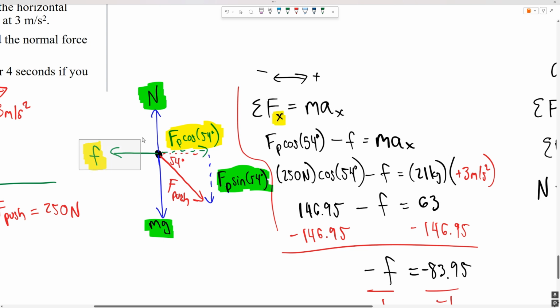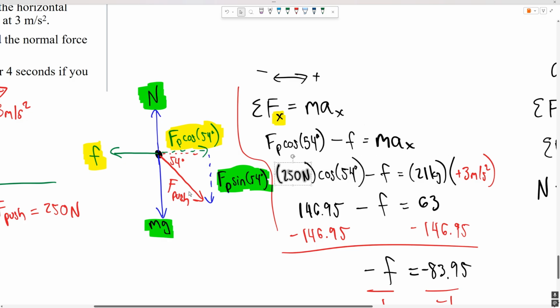Well, we've got the friction force to the left, but then we also have F push that we can break into its components. So it has a component to the right of F push cosine of 54, the adjacent side. So we take the force in my positive direction to the right minus the friction force equals ma. So then we plug in our numbers here.